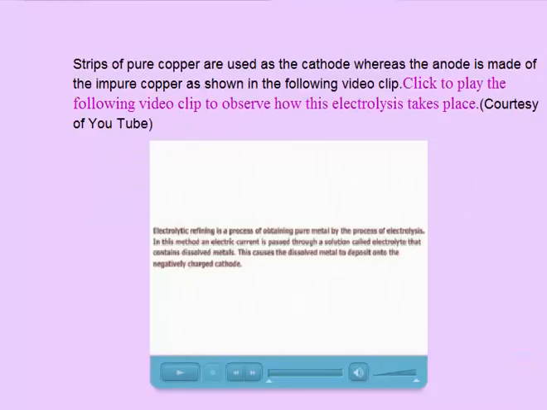Strips of pure copper are used at the cathode, whereas the anode is made of the impure copper as shown in the following video clip. Click to play the following video clip to observe how this electrolysis takes place. Electrolytic refining of copper.